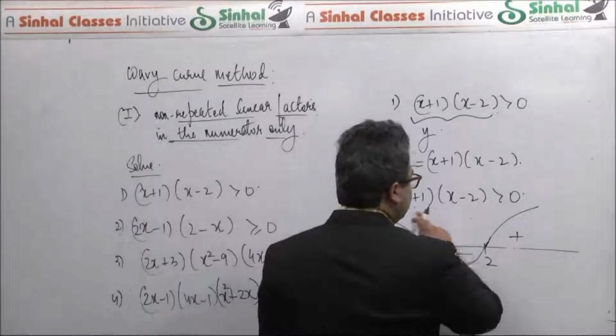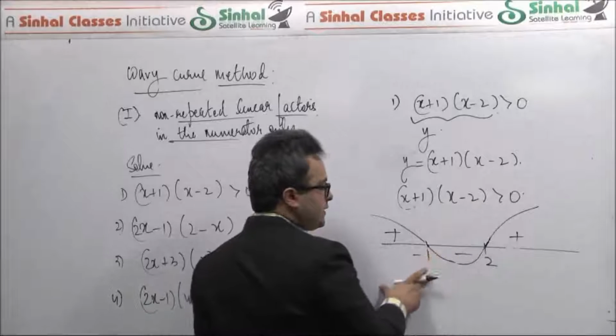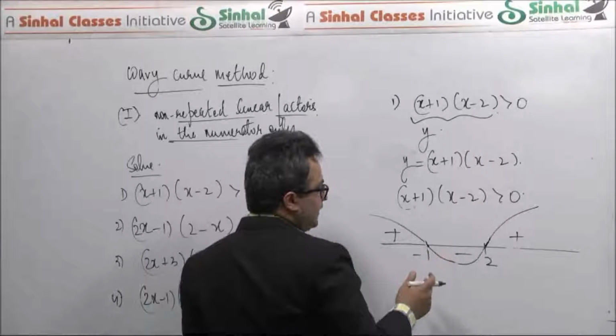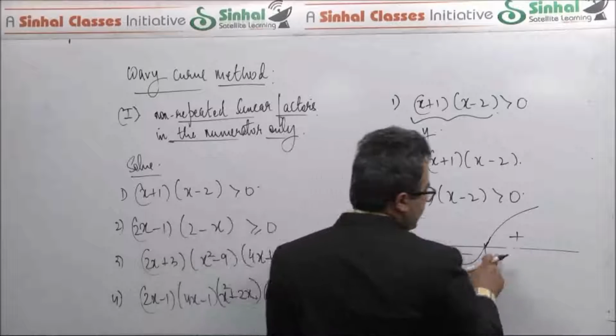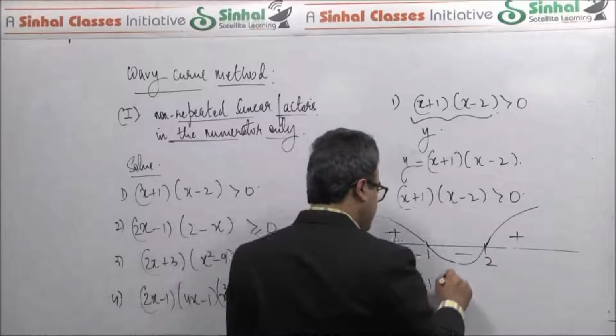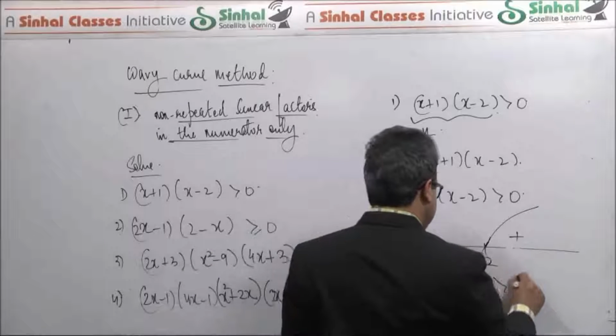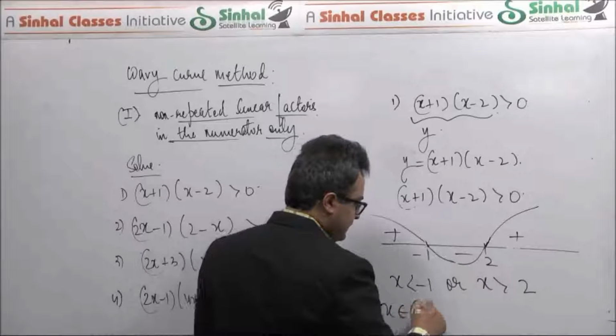So this was our inequality in the final form. We want it to be positive. So for that, we'll have to see where the wave is above the axis. That clearly is happening for values of x which are less than -1, or values of x which are greater than 2. So x can take a value which is less than -1, or x can take a value which is greater than 2. So that's basically my answer.